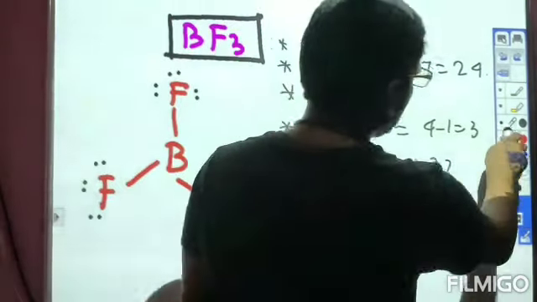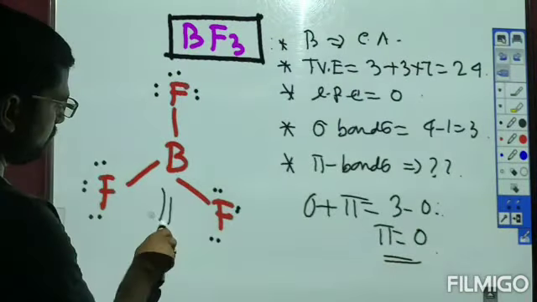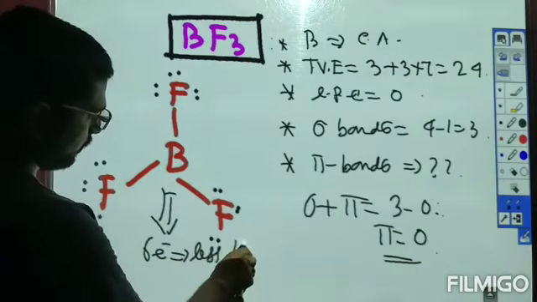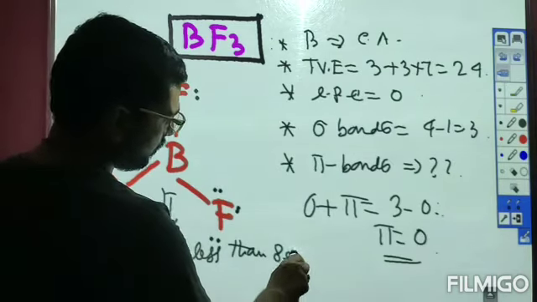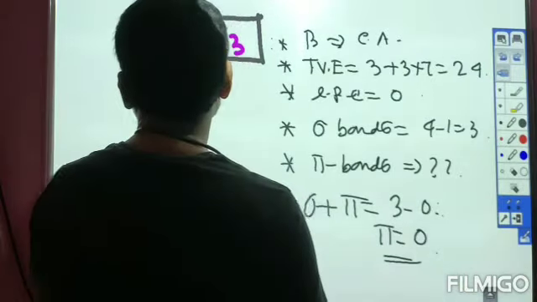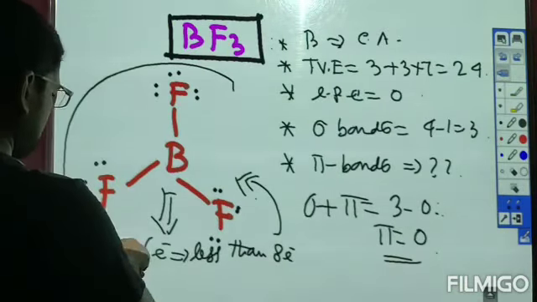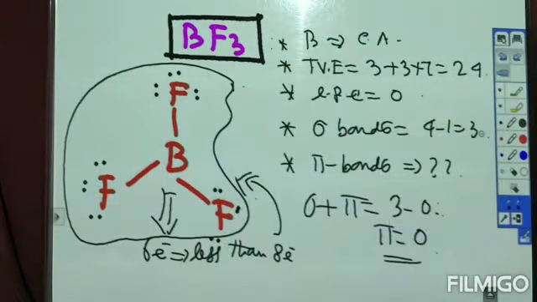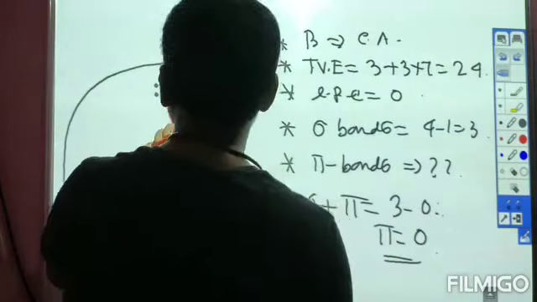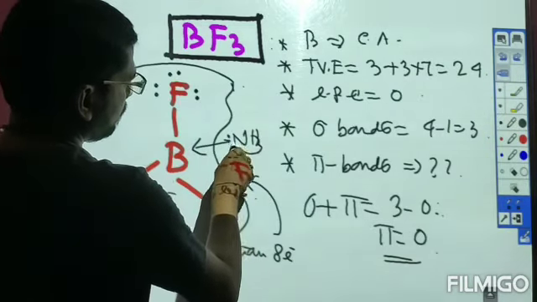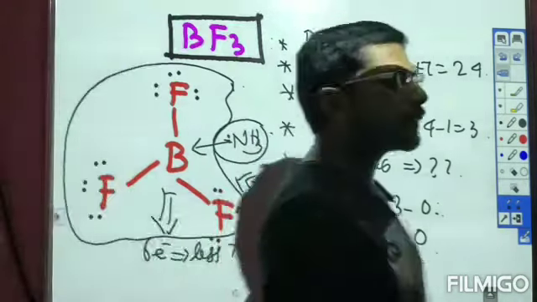How about boron? Boron does not fulfill. It has 6 electrons, less than octet, less than 8 electrons, means it did not fulfill. This is the Lewis structure for BF3. Here boron does not fulfill octet. That's why it acts basically as a Lewis acid. So what I am discussing is about Lewis acid.